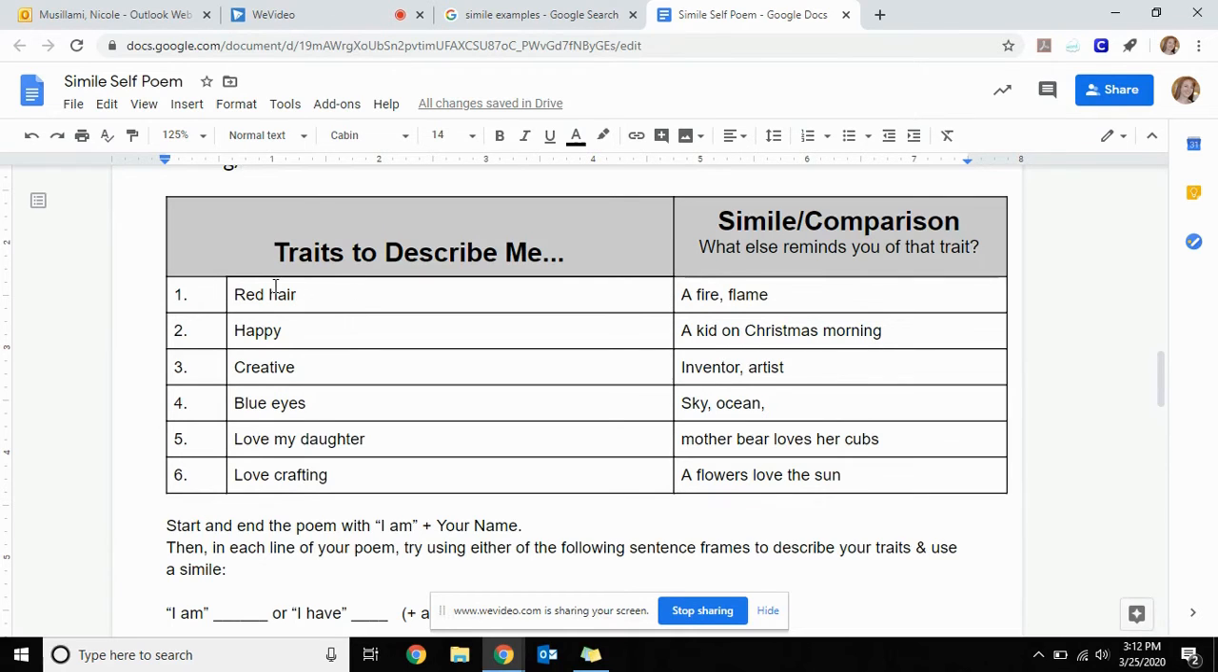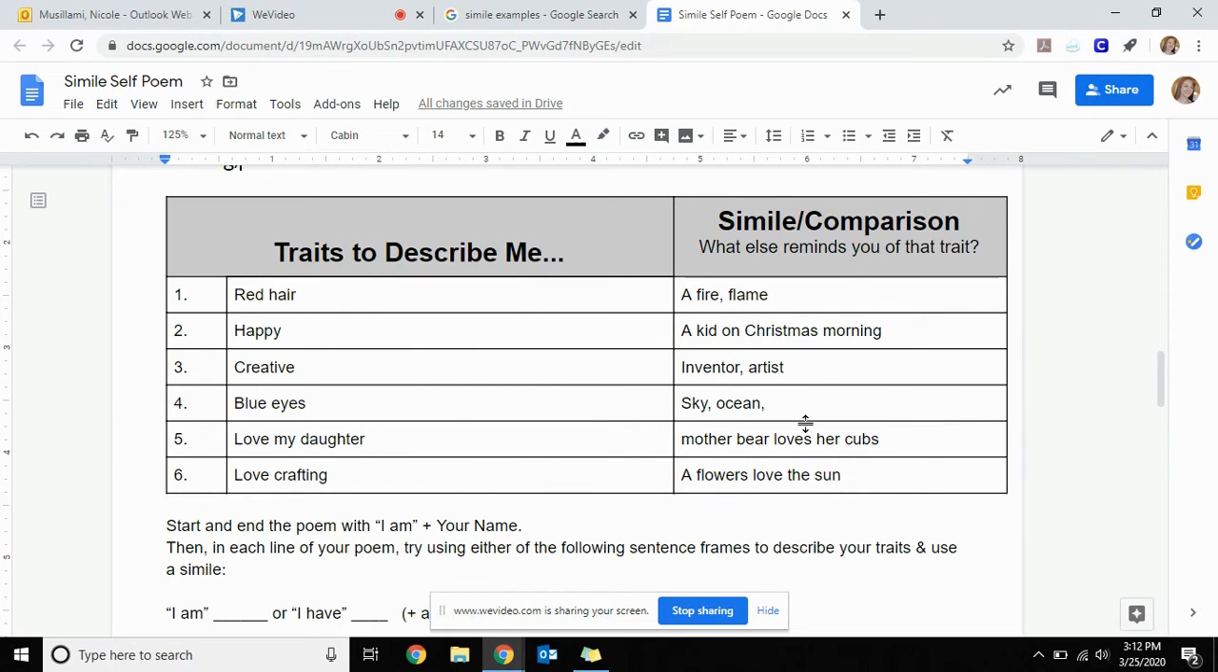So for red hair, I was trying to brainstorm things that also are red or that might look like my hair. And so I wrote a fire or a flame. For happy, I was trying to think of what reminds me of someone super happy. And so I wrote a kid on Christmas morning, because I know when I was younger, that was the best morning of the whole entire year. Creative. So for creative, I was thinking, an inventor or an artist. Blue eyes, sky, ocean.